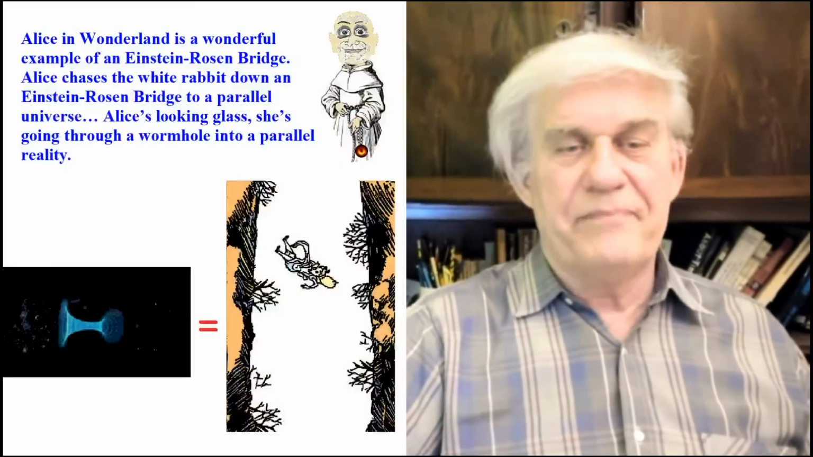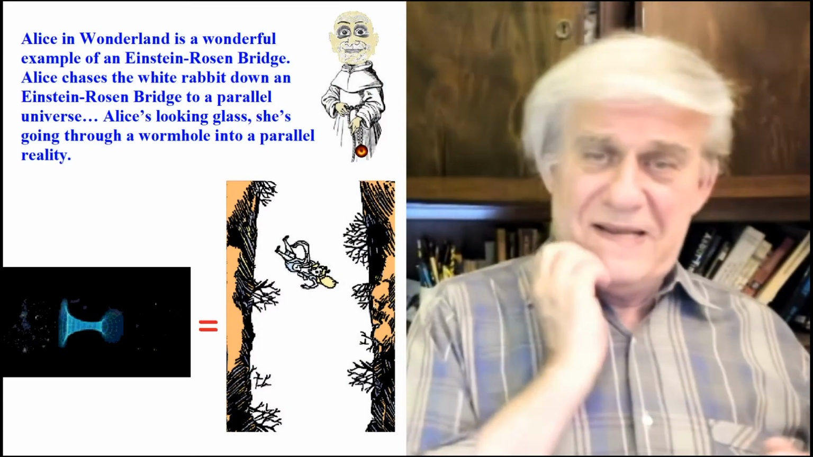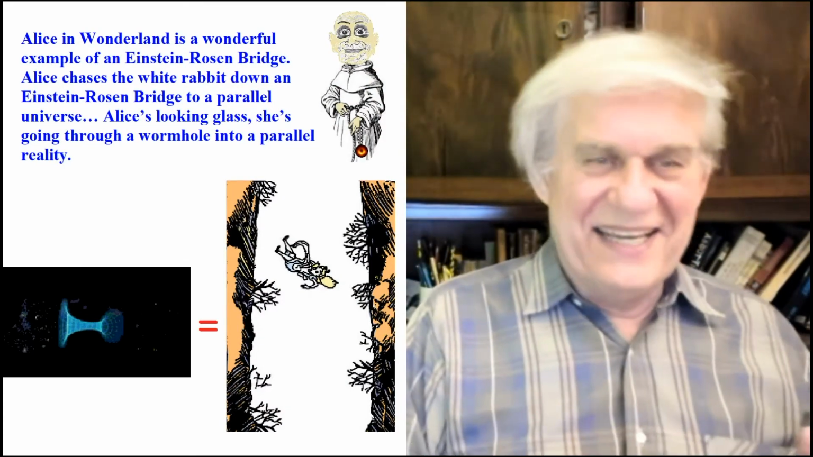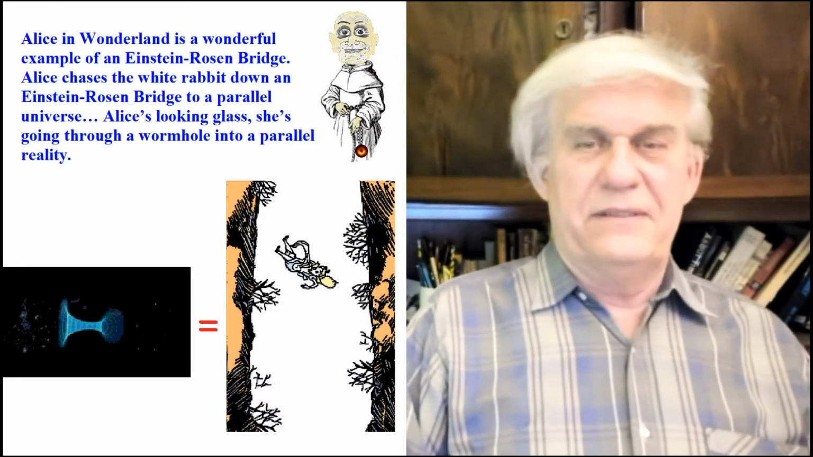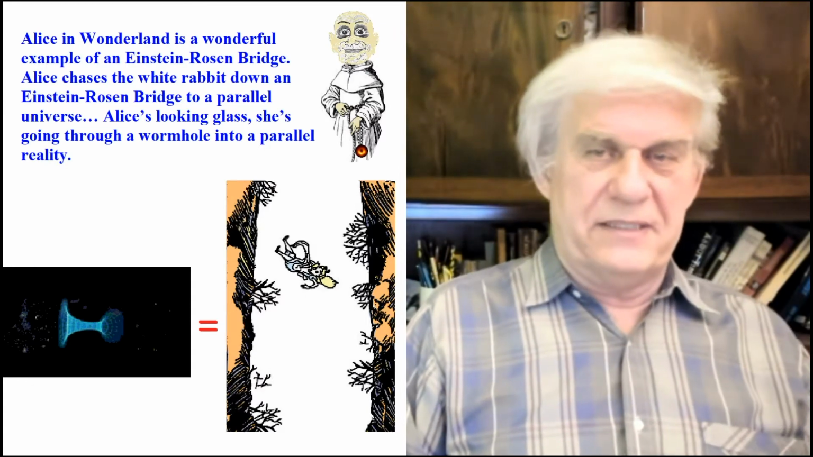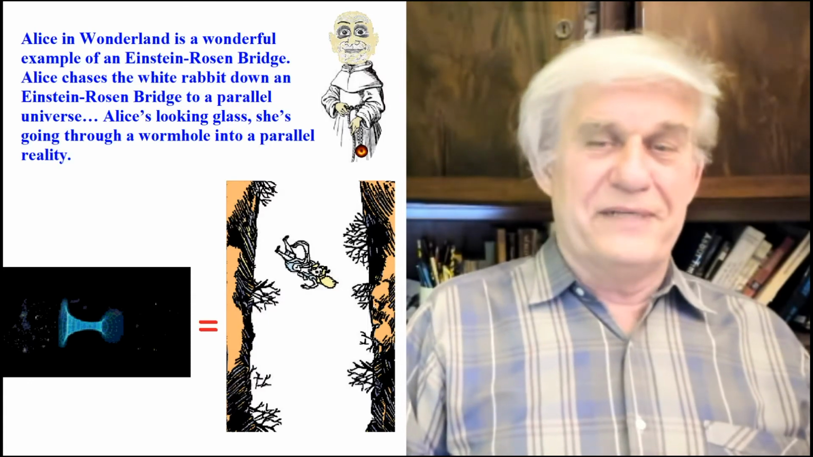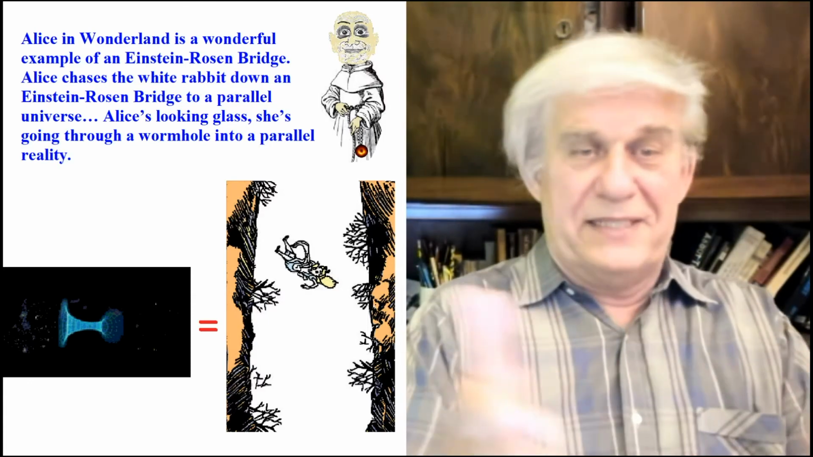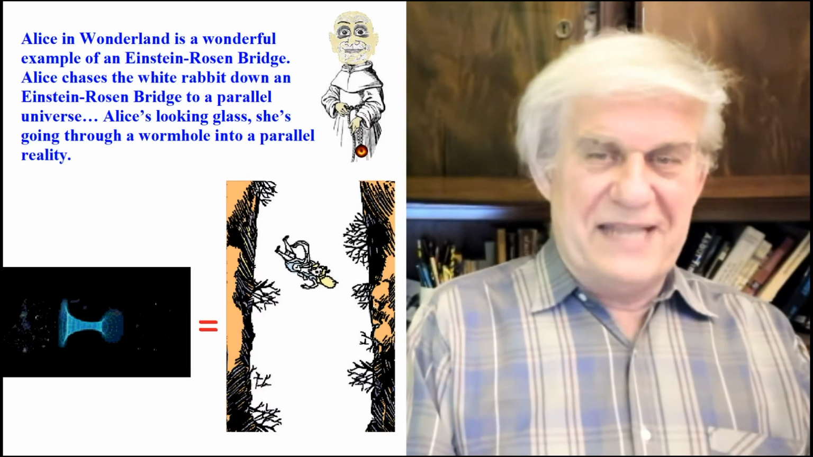And what's nice about Al-Khalili is he tells us right off the bat that his world is a world of Alice in Wonderland. And he says it just, like, candidly. Alice in Wonderland is a wonderful example of an Einstein-Rosen bridge. Yeah, no kidding. So we're talking about not even science fiction, we're talking about fantasy. Okay? Alice chases the white rabbit down an Einstein-Rosen bridge. There you have it. I mean, I didn't say these are his words. To a parallel universe. Is that what science has become?